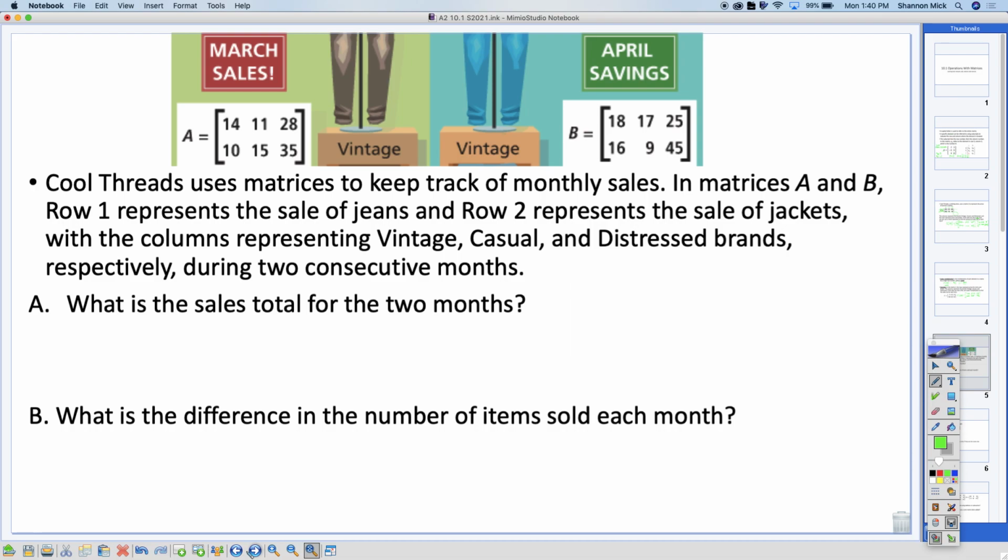Last hour I sat down and didn't teach. You want me to do it again? No. Then I expect you all to be paying attention. Okay, so matrices A and B, row 1 represents jeans, row 2 represents jackets. Then we have vintage, casual, distressed again, just the same order. We got to keep those same orders if they're going to represent things.